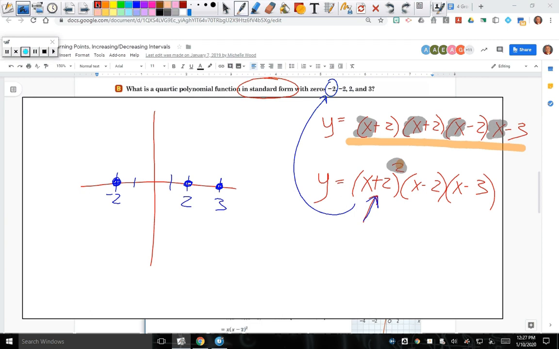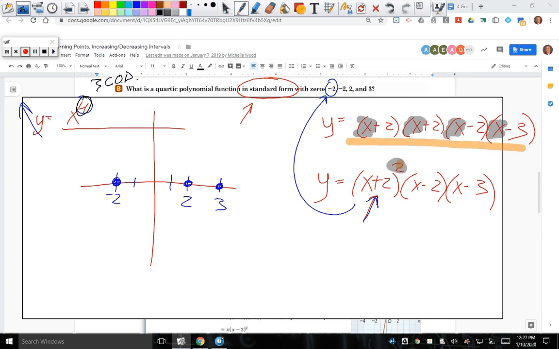Can someone tell me what is my first term ultimately going to be? X to the 4th. What's the number in front? 1. And then everything else, right? So as I go to the right, I'm going to increase. Why? Positive 1. As I go to the left, I'm going to increase, because it's an even number. You with me? And how many possible changes of directions do I possibly have? 3.